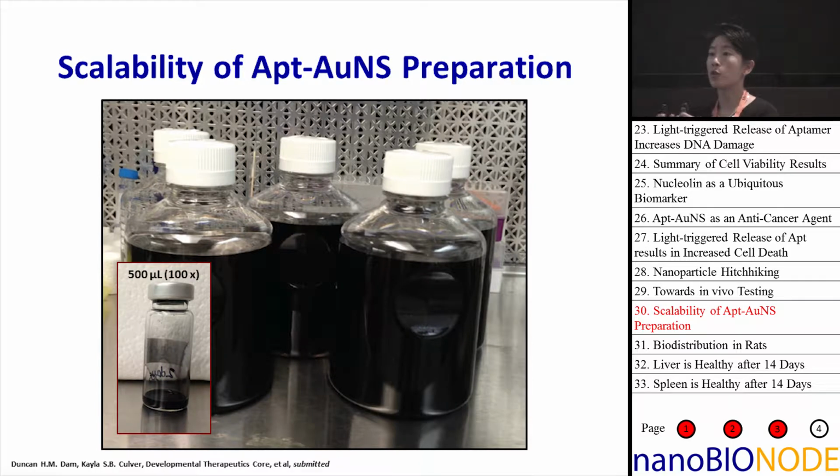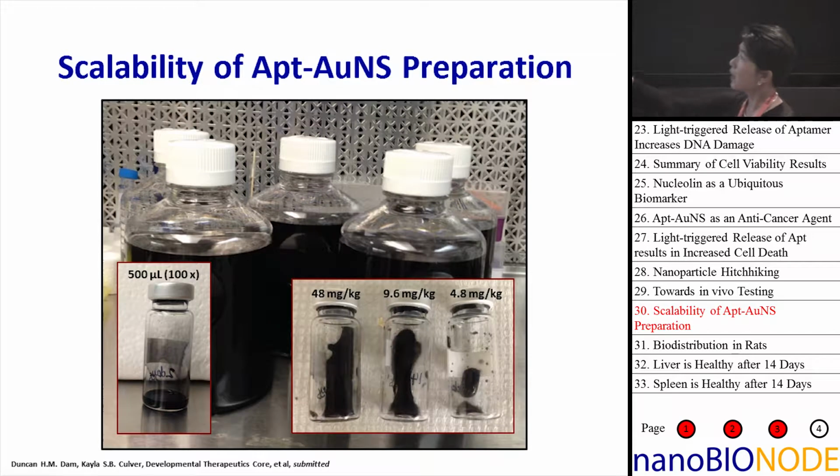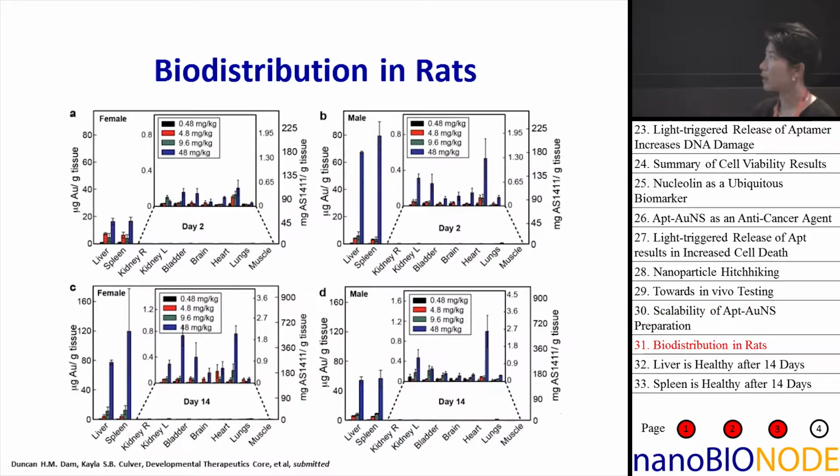Okay, and so you can still draw it up into a syringe and do tail vein injection. And so what we did is we did a range of different dosages. We haven't reached the maximum dosage yet, but this is a lot of particles. This is 48 milligrams per kilogram of animal mass. And we did this for a range of different, I think 4 or 5 different types.